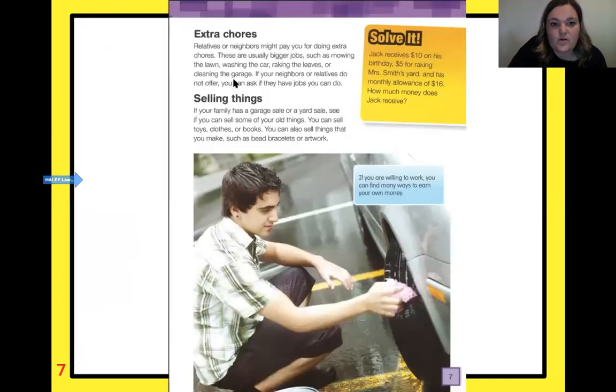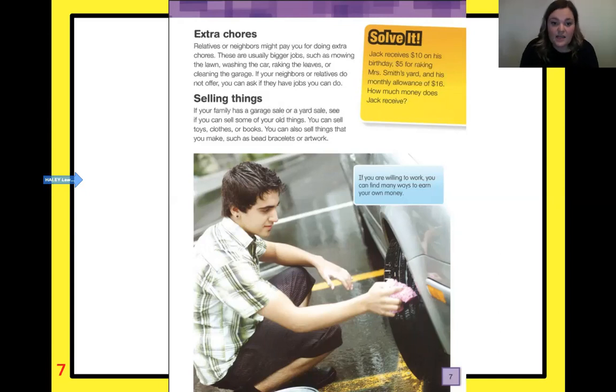Extra chores. Relatives or neighbors might pay you for doing extra chores. These are usually bigger jobs such as mowing the lawn, washing the car, raking the leaves, or cleaning the garage. If your neighbors or relatives do not offer, you can ask if they have jobs you can do.